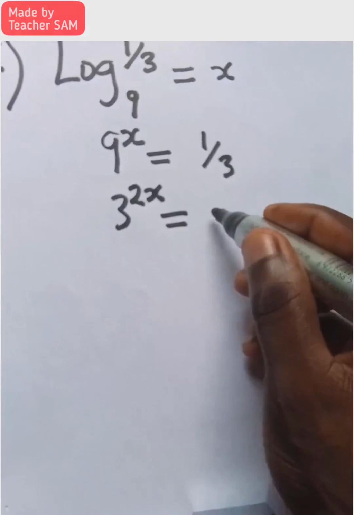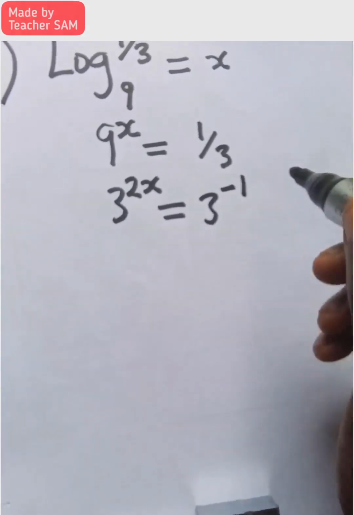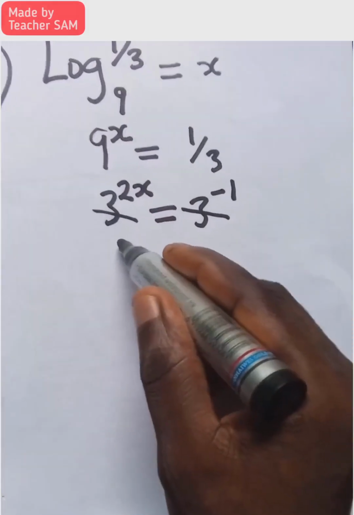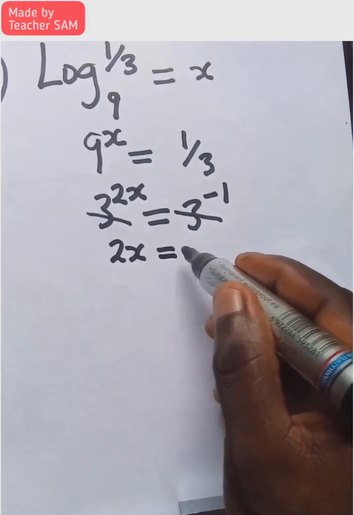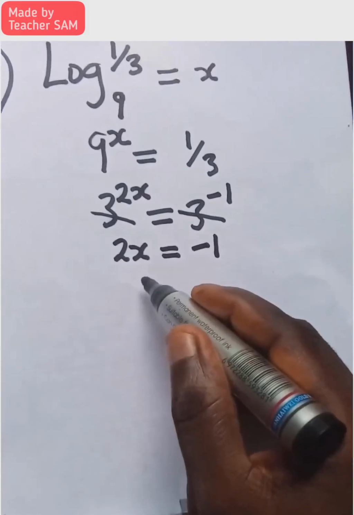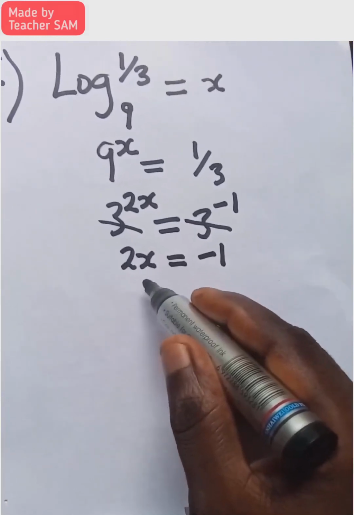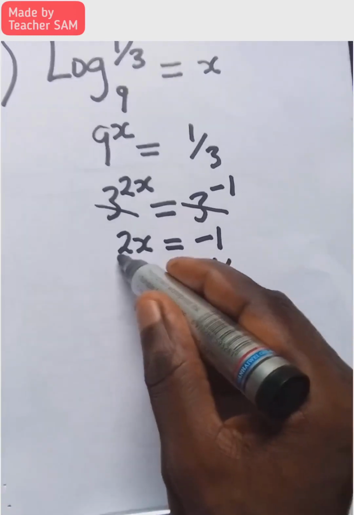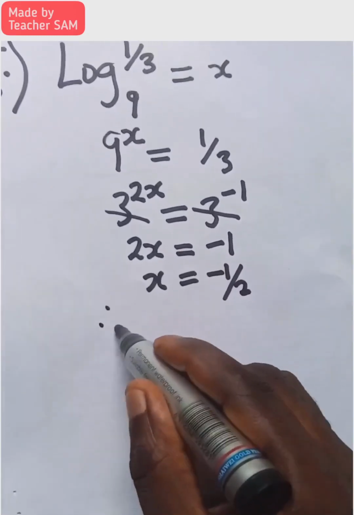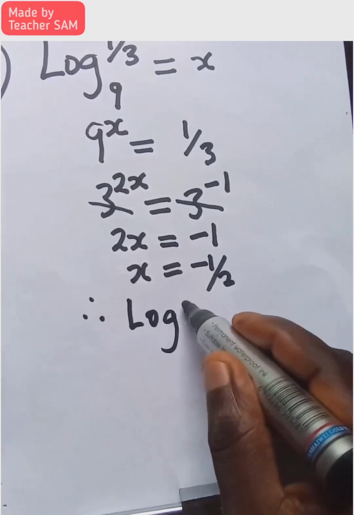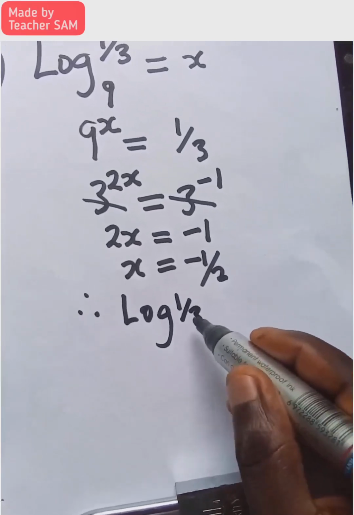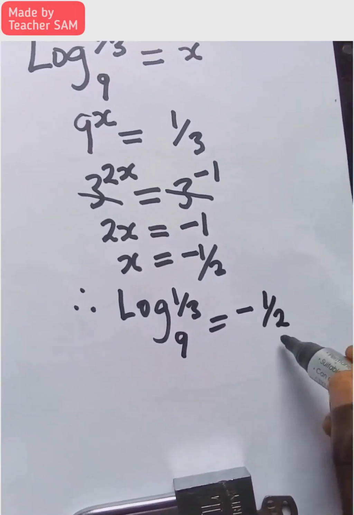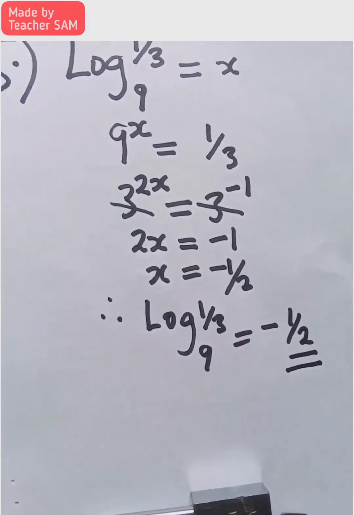Now 1 over 3 is the same as 3 raised to negative 1. So these bases are common, so we can strike this. We now have our 2x to be equals to minus 1. Make x the subject of the formula, we can now have that x will be equals to minus 1 divided by 2. That is dividing both sides by the coefficient of x. We can now say that therefore log of 1 over 3 to base 9 is equals to minus 1 over 2. That is the answer to that question.